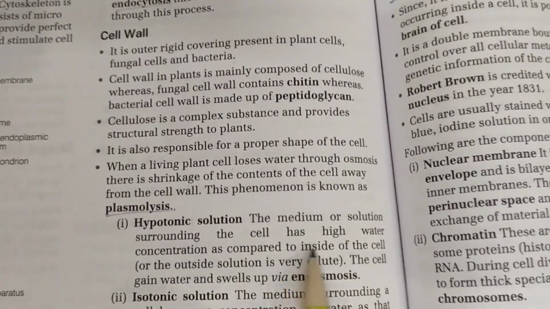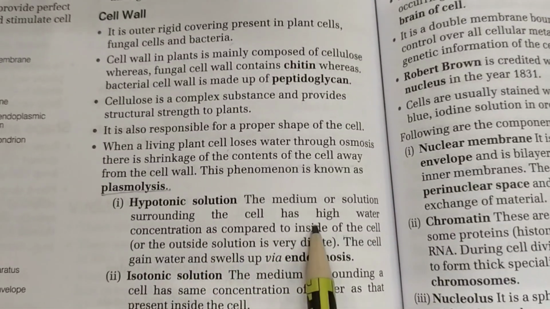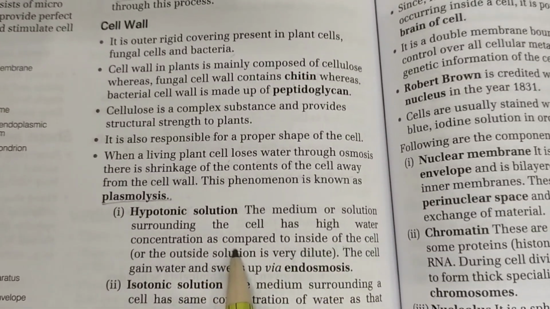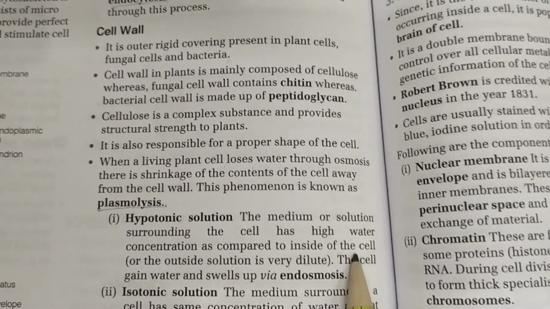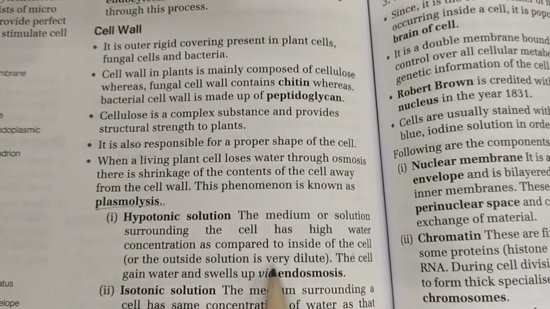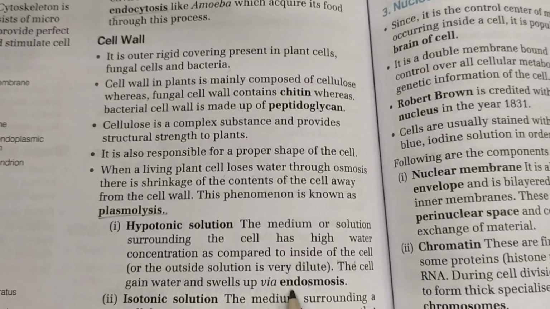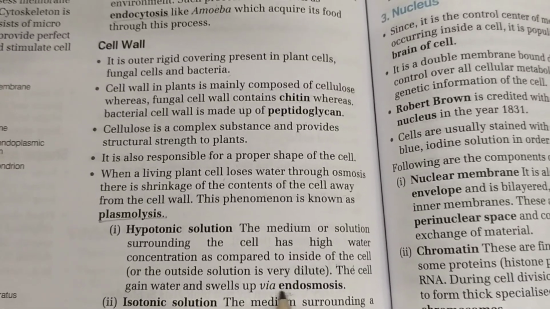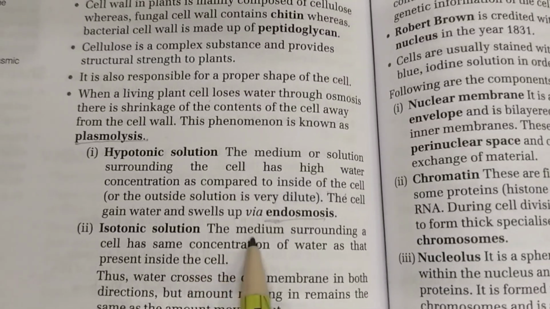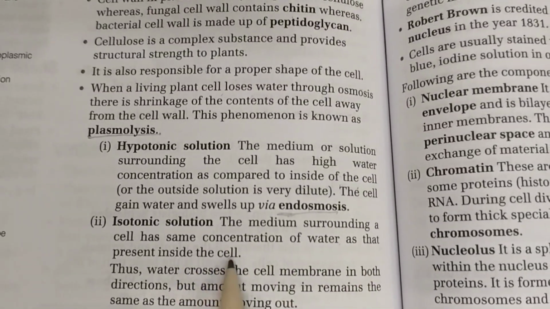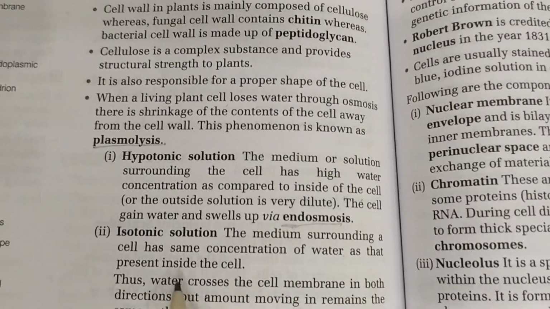Hypotonic solution. The medium or solution surrounding the cell has a high water concentration as compared to inside the cell, or the outside solution is very dilute. The cell gains water and swells up via osmosis. Isotonic solution. The medium surrounding a cell which has the same concentration of water as that present inside the cell.